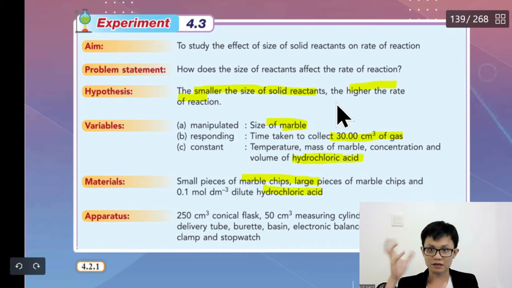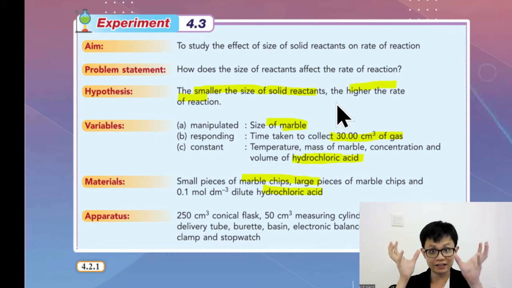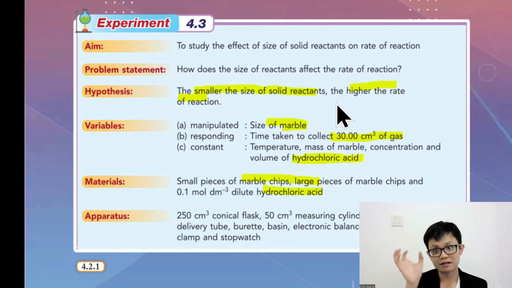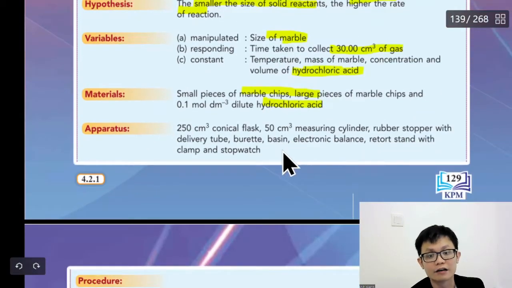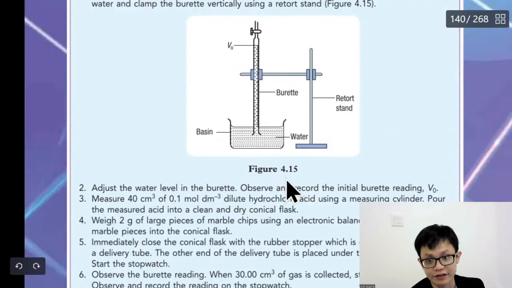Let's say sugar: fine sugar means very small sugar, 500 gram. Large sugar, like a stone, 500 gram. Which one is faster? The small size sugar is faster, because it has more surface area. So the answer is that the large marble chip has a lower rate of reaction. The small marble chip is faster because it has more surface area. So let's do this experiment.